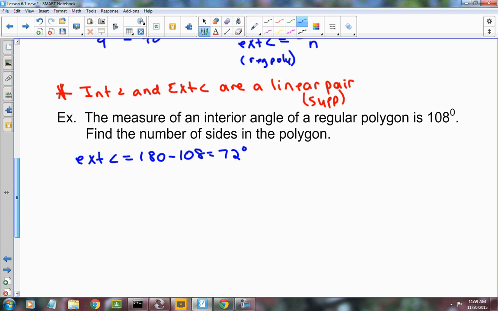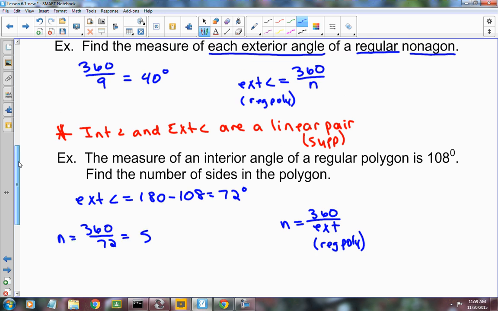Okay, very good. If I take 360 and I divide it by 72, then that's going to give me 5, right? Which is the number of sides. So there's another little formula for me. The number of sides would be 360 divided by the exterior angle if it's a regular polygon. So that one kind of works in two different ways.